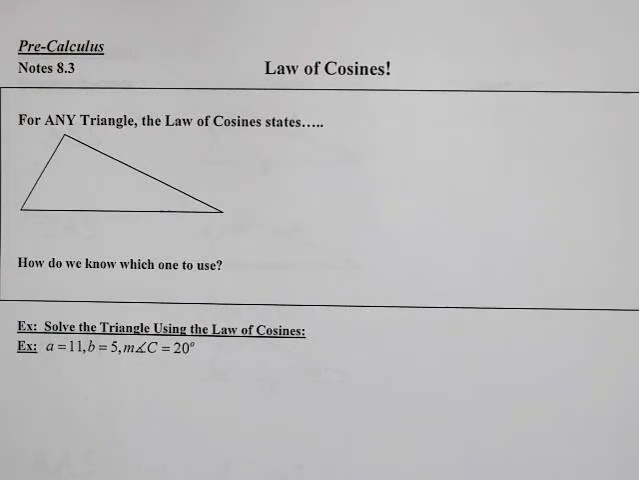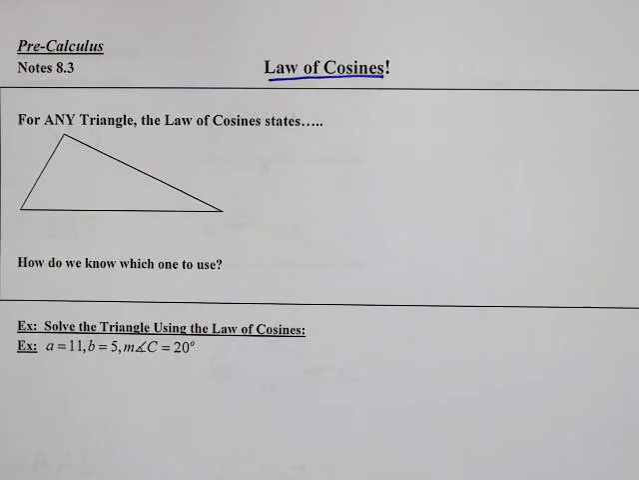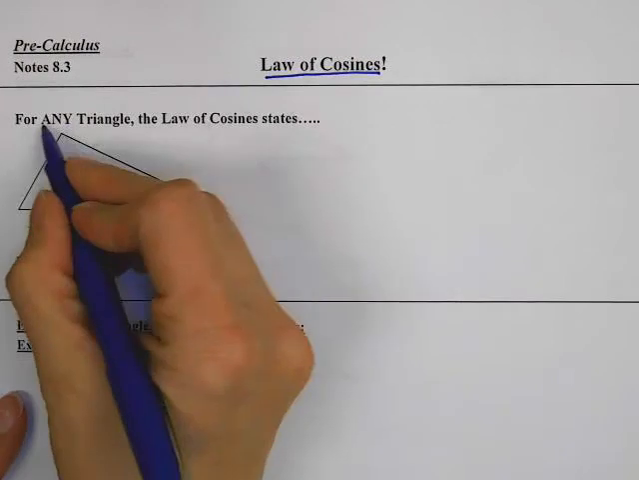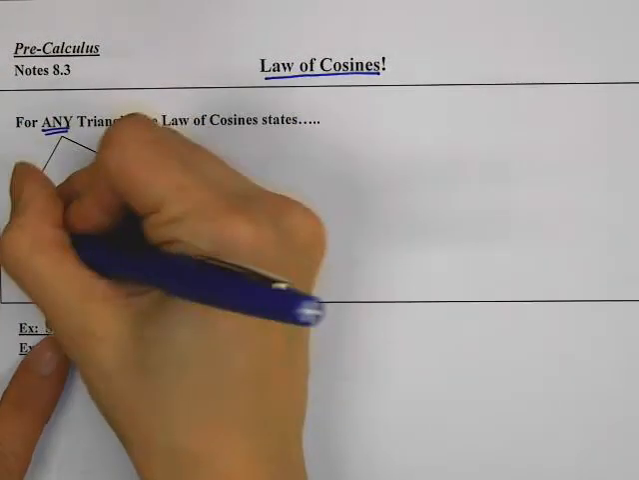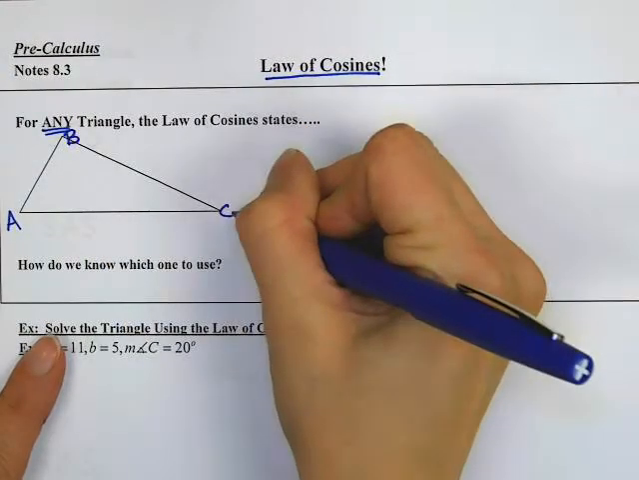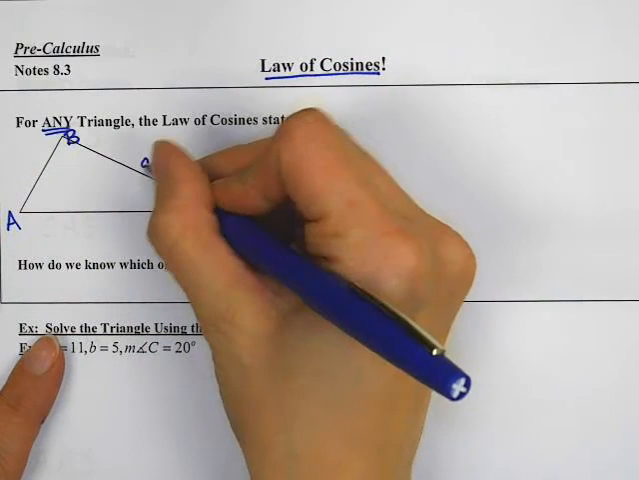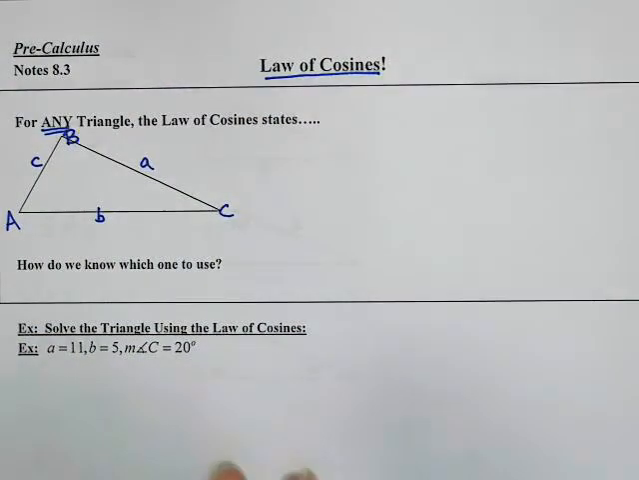We're now going to study the law of cosines. Once again, this is a great formula to know, because it can be used on any triangle. It does not have to be a right triangle. Let's go ahead and label this triangle capital A, B, C. And then the sides are little a, b, and c. It does not have to have a right triangle anywhere.